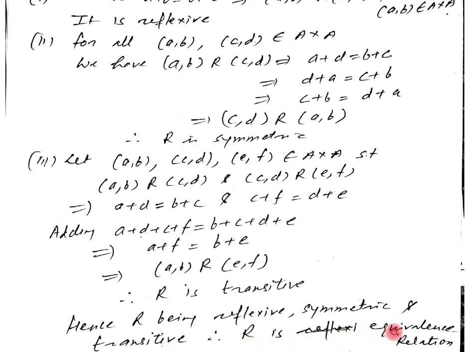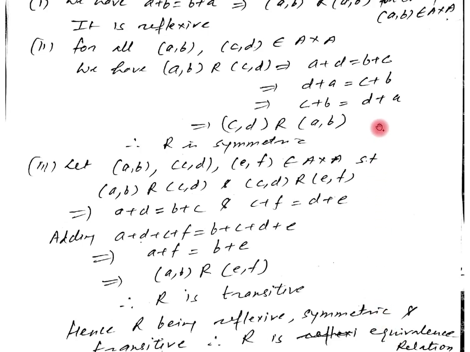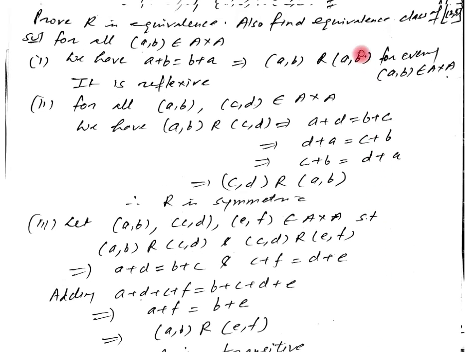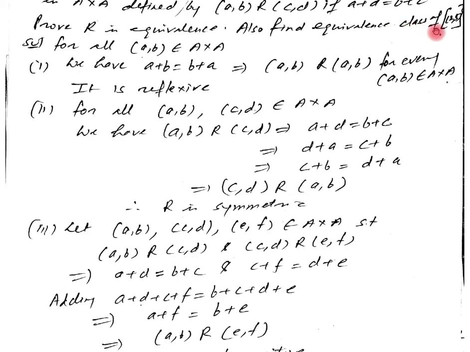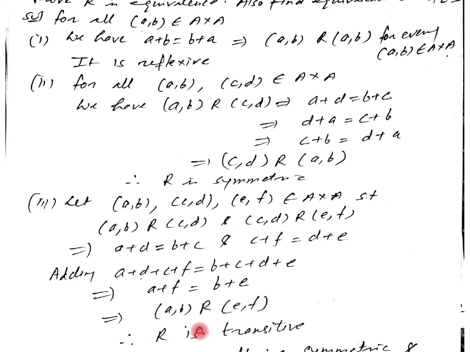Now we have to tell the elements which are related to the element (2, 5). We have to find the equivalence class of (2, 5). It means we have to find all the elements from A cross A that are related to the element (2, 5). Let us see how we do it.